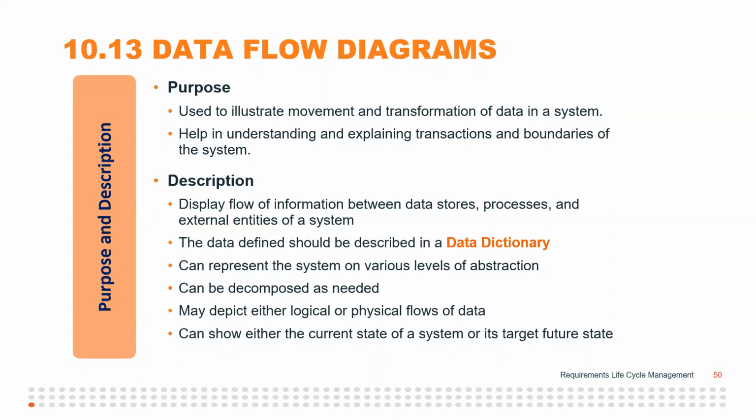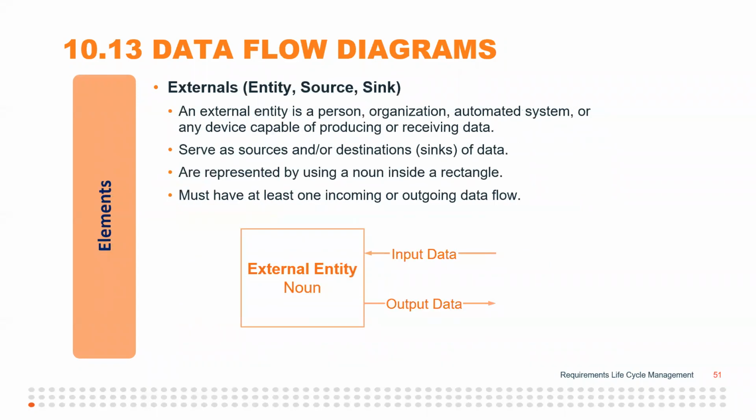And the data defined should be described in a data dictionary and can represent the system on various levels of abstraction. The data flow may be decomposed as needed. It may depict either logical or physical flows of data, either one or both. And it can show either the current state of a system, or it may show the future state that you're targeting, that you want to have. Okay, and I'd be surprised if any of you have not done a data flow diagram before.